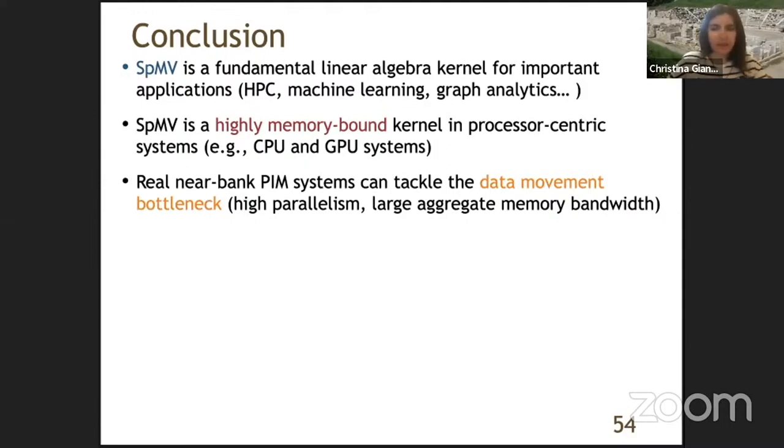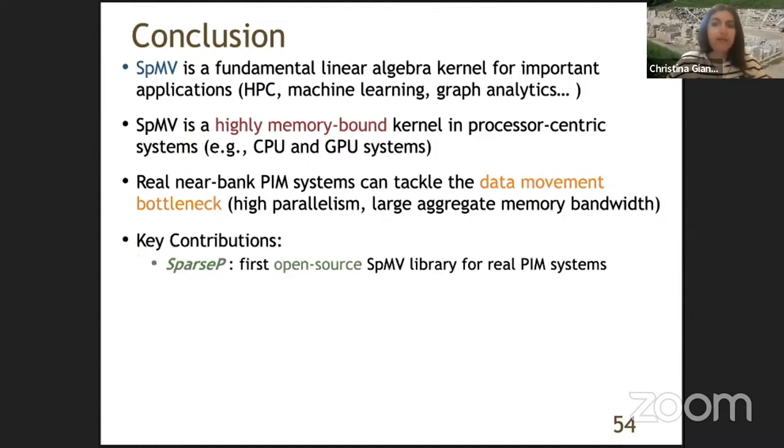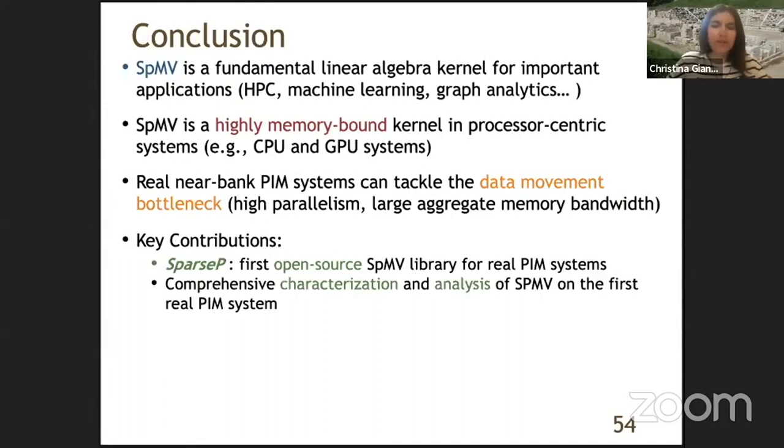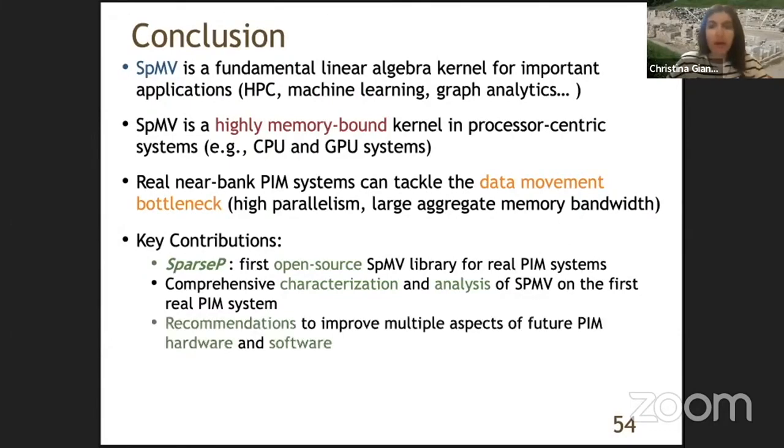the SpMV kernel. To this end, we have designed the first open source SpMV library for real PIM systems, which is called SparseP, and it is publicly available at the GitHub link at the end of this slide. And we also provide the first comprehensive characterization study of 25 efficient SpMV kernels on the first commercially available real PIM architecture. Our work provides many new insights and recommendations for software designers and also hardware architects in order to improve multiple aspects of future PIM software and hardware.